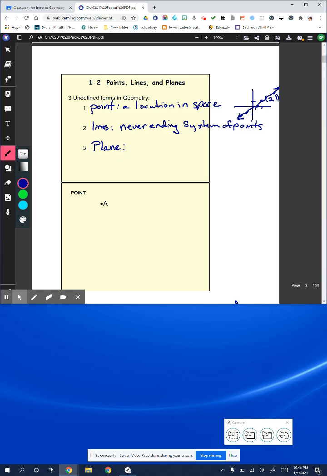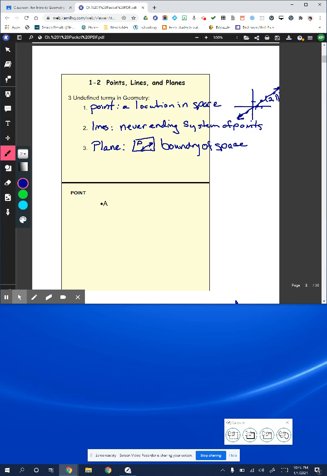A plane looks like this. It can be a rectangle or signified as a parallelogram, but it's actually just a containment or a boundary of space. It might be called plane P, or with a capital letter, something like that. And you'll see a line or a point in it. And that's what a plane is.